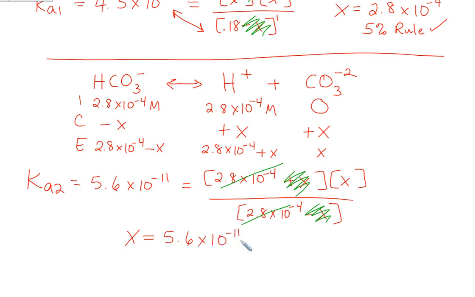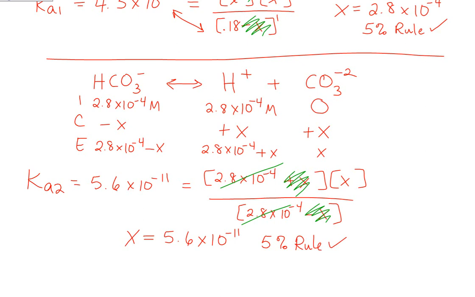Well, that's not so bad. And again, I'm going to think about the 5% rule. I know that I was starting with a pretty small number, 2.8 times 10 to the negative 4th, but X is crazy small. There's no way that those differ by more than 5%. 5% rule was my best friend there. Check. I love it.